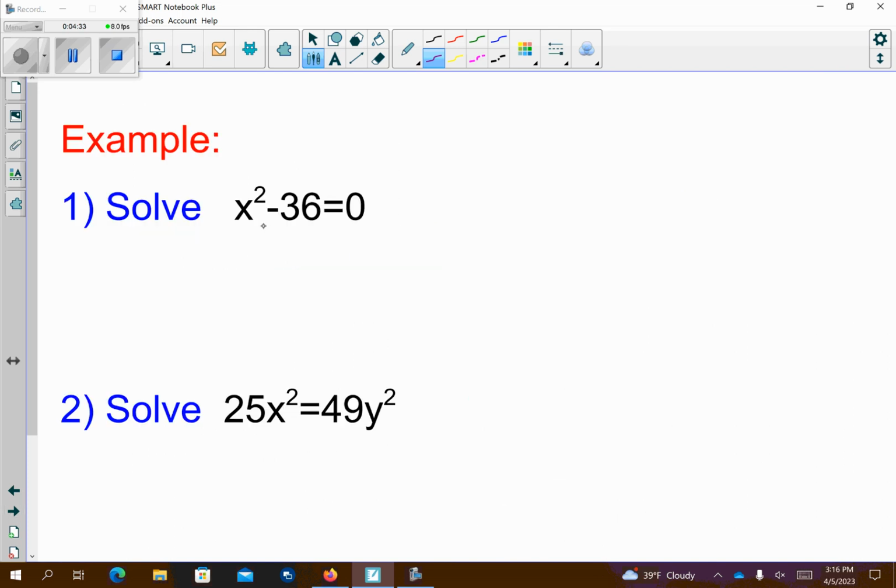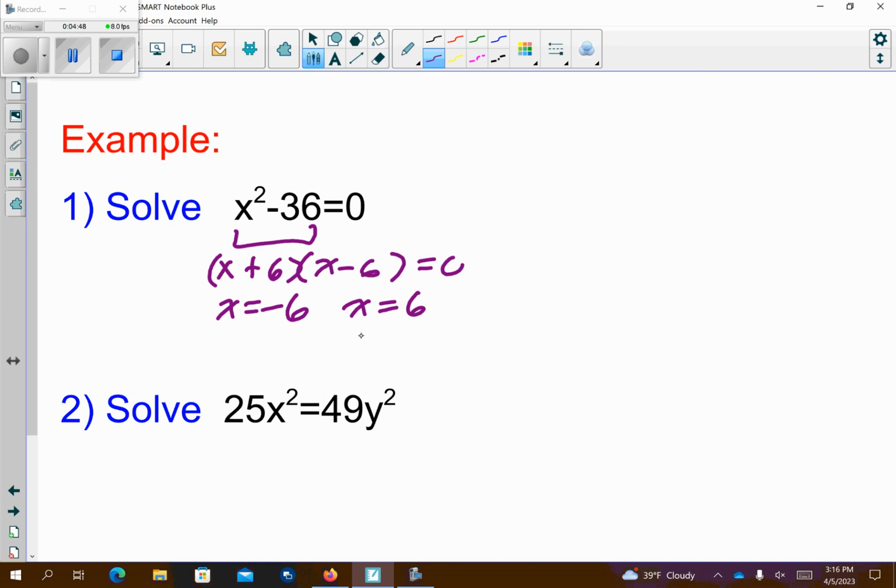All right, so we're going to solve this. This is the difference of two squares because x times x is x squared, 6 times 6 is 36. So I need to have alternating signs. They're equal to 0. So the first one's going to give me x equals negative 6. The second one gives me x equals positive 6. And both of these are my answers.